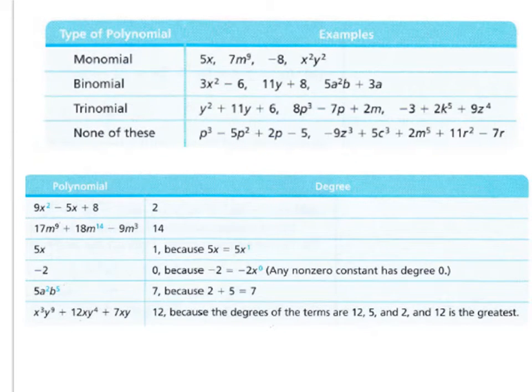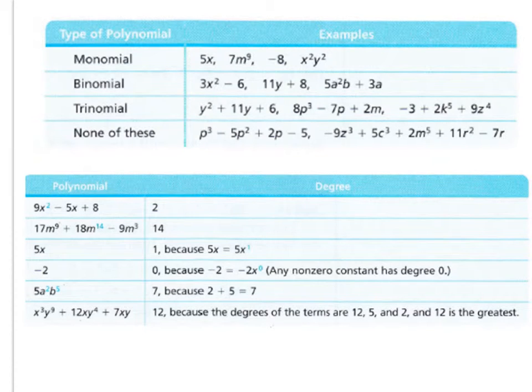Here's some information about types of polynomials. So we've got monomials, binomials, trinomials, and things that aren't one of those. The number of terms is what's important. So monomials have one term, binomials have two, trinomials have three, and we don't have any special names for more than three. So like this would be a polynomial with 4 terms and a polynomial with 5 terms.